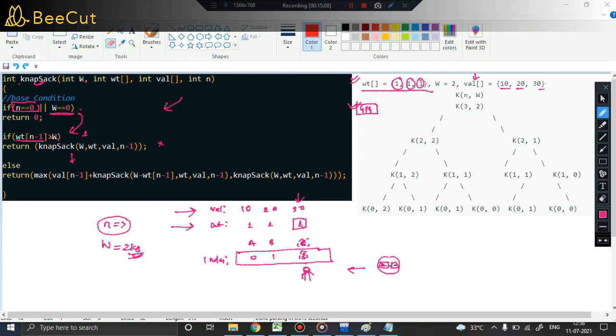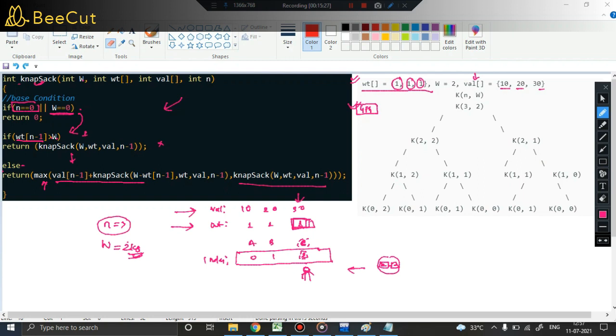Come inside else. What are the choices you have? Else it indicates that the element weight is less than the capacity of the knapsack. So whenever you find out that the element's weight is less than the capacity of the knapsack, you have two options in your hand. What is the option? Either you pick up or you reject.